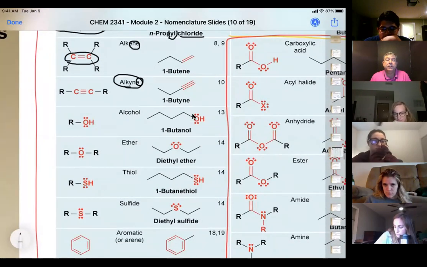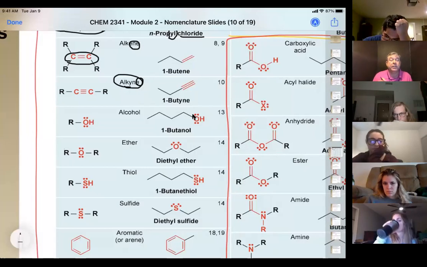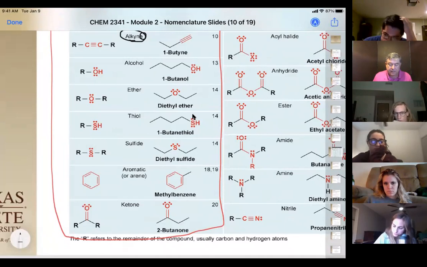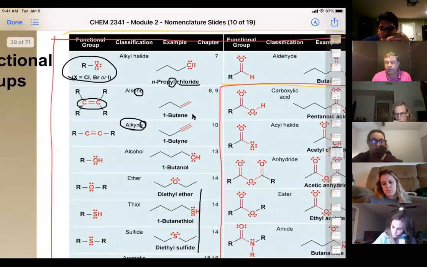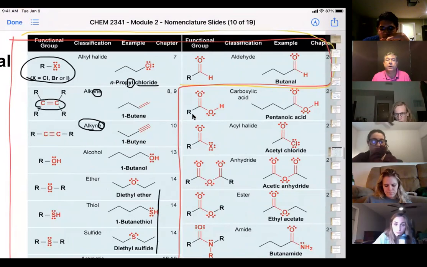But ethers, on the other hand, the oxygen and the carbon chain on the ether is a substituent. It does not change the name. We're actually going to show you the common name and the IUPAC name for that. Thiols are like alcohols. They change the name. The E is going to be dropped off the end, and we'll have a word for that. Sulfides are substituents. Now, when we get up to aldehydes and ketones, the ketones are going to change the name. Our suffix is going to end up being ONE, and our aldehydes are going to end up being AL. So we're going to see that change.